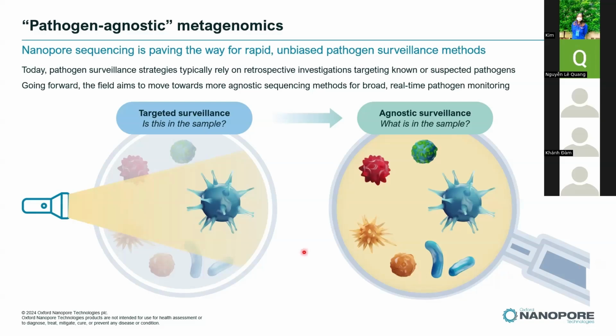For example, targeted surveillance will ask, is this in the sample? Whereas agnostic surveillance will ask, what's in the sample? So, because of the inexpensive and potentially high-throughput sequencing technology of nanopore, we have paved the way for the next generation of pathogen surveillance.